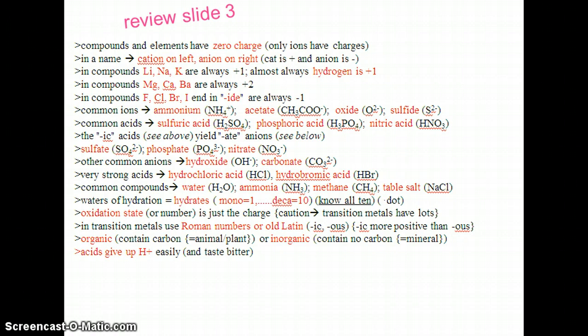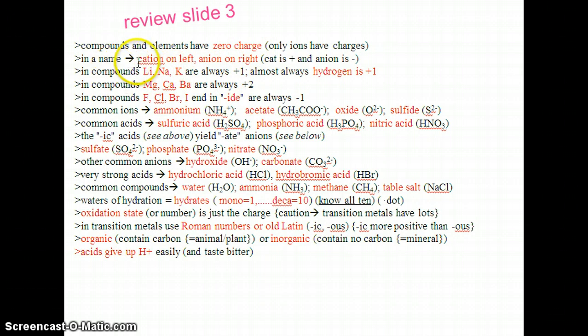And some of these include the fact that compounds and elements have a zero charge. That means that the cation total charge balances the anion total charge. Only ions have charges. So if something has a plus charge or a minus charge, it's going to be an ion. If you have a container of something like sodium chloride or lithium bromide or phosphorus pentoxide, those are going to be neutral compounds, so the total cations are going to equal the total anions. And we'll talk about that more in class.